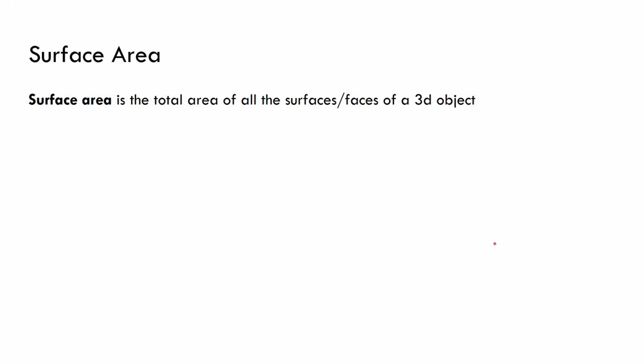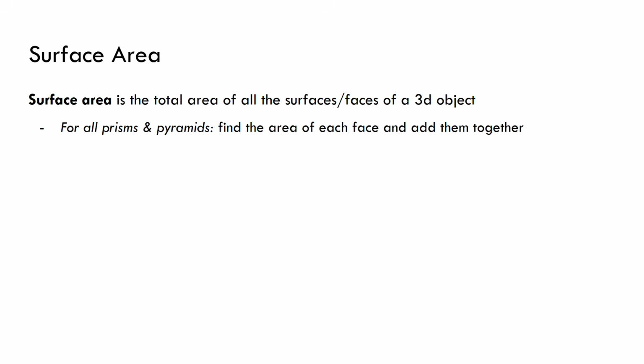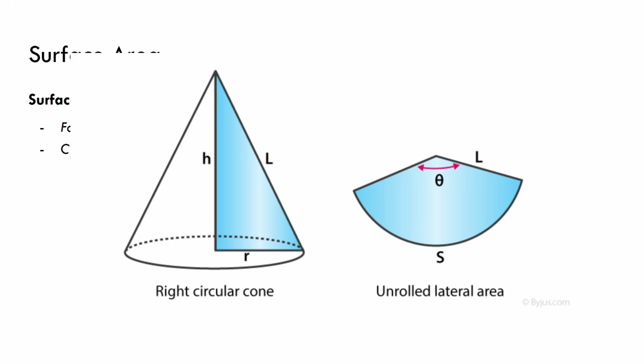Okay, so surface area is the total area of all surfaces and faces of a 3D object. So you don't want to mistake that for volume, because we're just accounting for the surfaces and faces of the 3D object. So for all prisms and pyramids, you want to find the area of each face and add them together. For cylinders, you want to find the area of 2 circles, because a cylinder has 2 circles, right? And then you want to add the lateral area, which is basically this. It's kind of like when you unravel the shape.